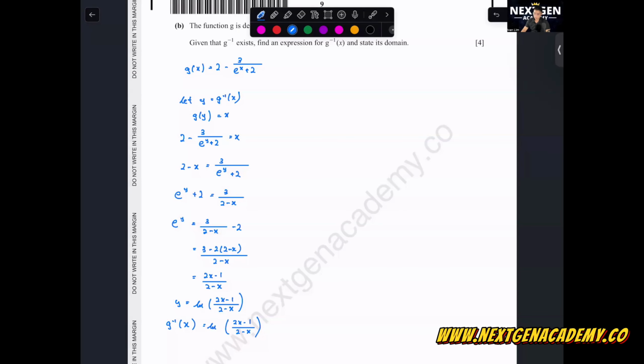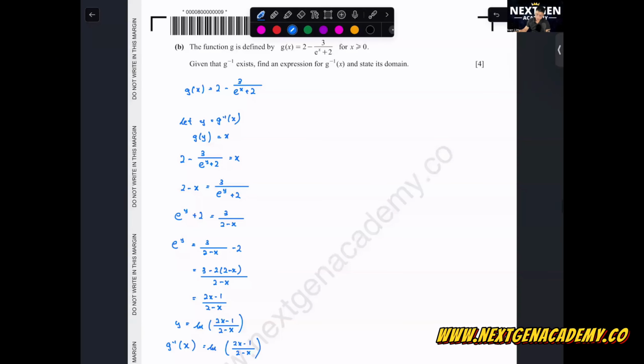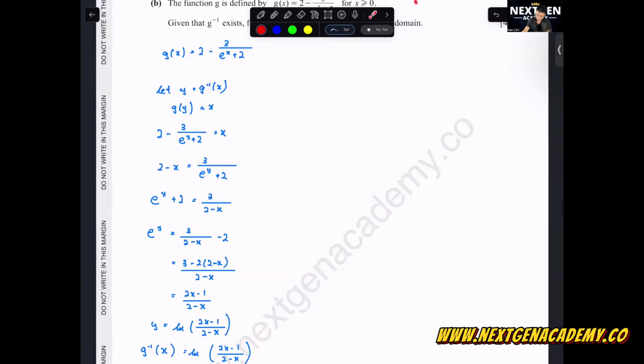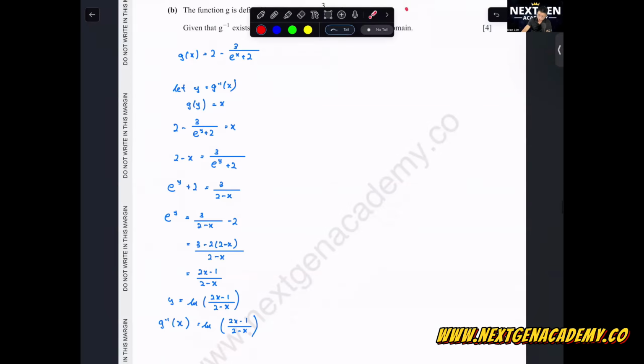All I know is that my range for this is y more than or equals to 0, right? Because the domain of g(x) will be the range of g inverse x. So can I equate this also? Instead of finding the domain immediately, I find the range first. The range of g(x) is equal to the domain of g inverse x.